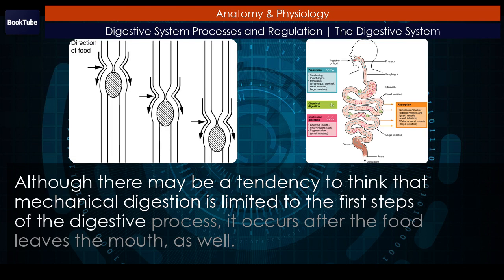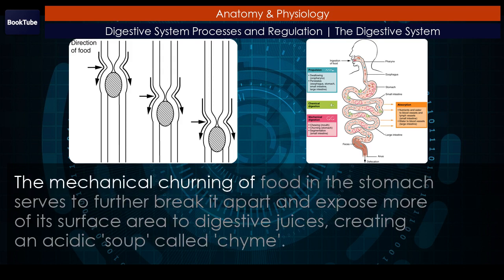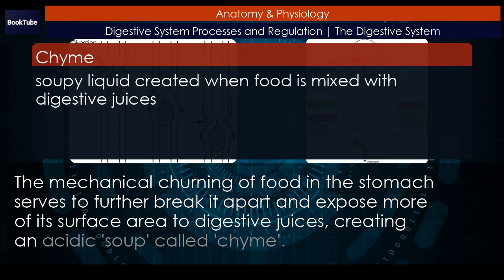Although there may be a tendency to think that mechanical digestion is limited to the first steps of the digestive process, it occurs after the food leaves the mouth as well. The mechanical churning of food in the stomach serves to further break it apart and expose more of its surface area to digestive juices, creating an acidic soup called chyme.